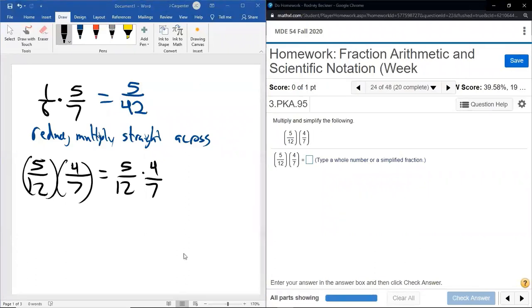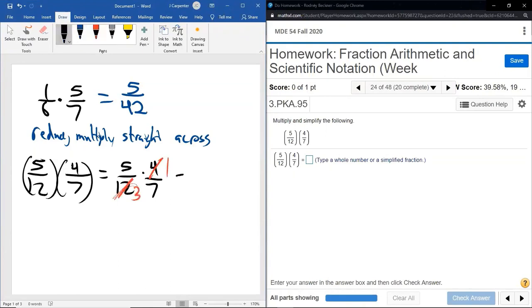Now here, you could just multiply straight across if you wanted to. You could just say 5 times 4 is 20 and 12 times 7 is 84. But the problem is that 20/84, if you put this in, it's going to be the wrong answer because, spoilers, it's not reduced. It is much easier to go ahead and reduce before you multiply. So look for any common factors top and bottom. 5 and 12, no. 5 and 7, no. 4 and 7, no. 4 and 12, yes, there are common factors. 4 goes into 4 once, and then into 12 3 times. That's weird.